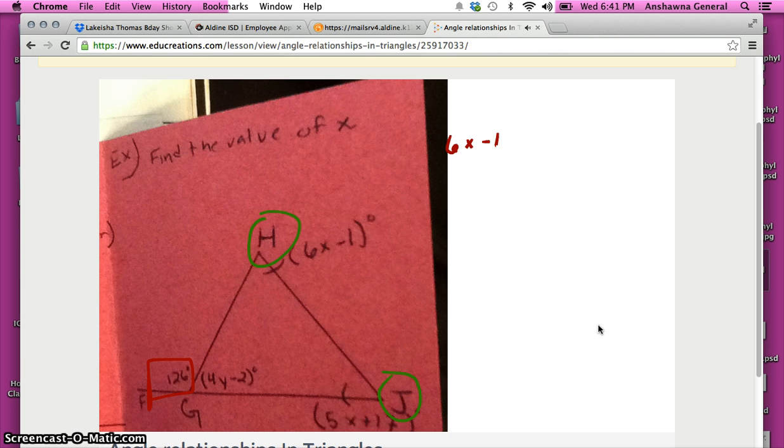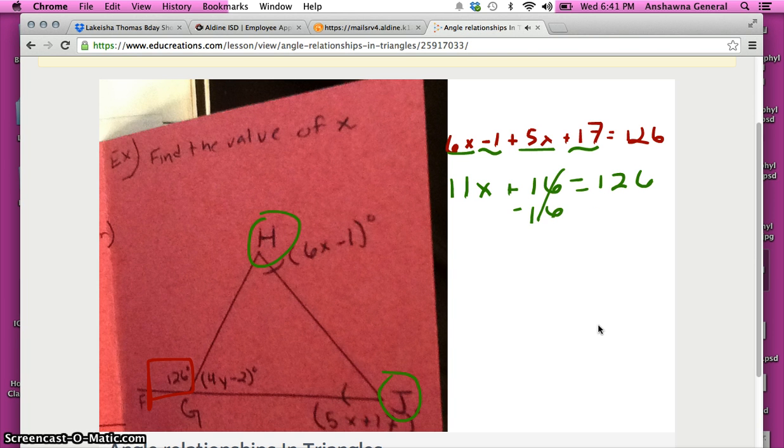6x minus 1 plus 5x plus 17 equals 126. So then you combine like terms. So 6x and 5x is 11x. Negative 1 plus 17 is plus 16, equals 126.